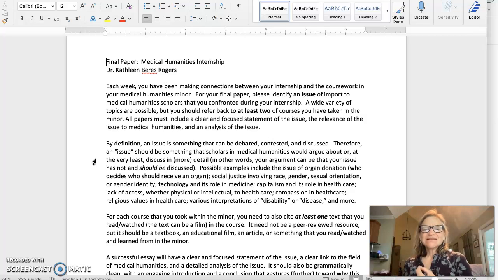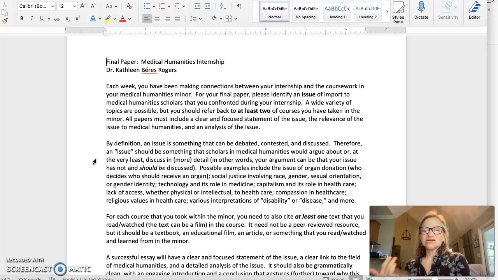Okay? So, by definition, an issue is something that we can debate, we can contest, we can discuss. So I don't want you to pick something that could not be argued against, yeah? Therefore, an issue should be something that scholars in medical humanities might argue about, or at least discuss in more detail. In other words, your argument can be that your issue has really not been discussed in medical humanities and should be discussed in medical humanities.